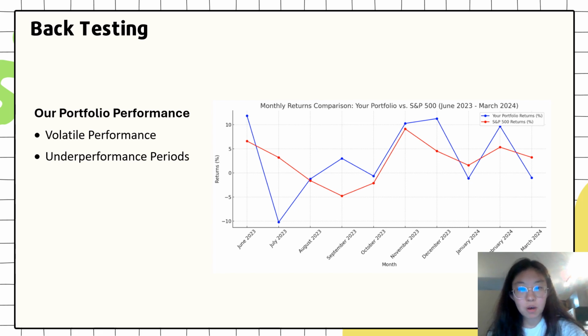This is evident in months like June, November, and December in 2023, where our returns significantly exceed those of the S&P 500. We also have some underperformance periods, particularly in July 2023 and January 2024. These dips are attributed to market adjustments and specific asset performance within our portfolio.